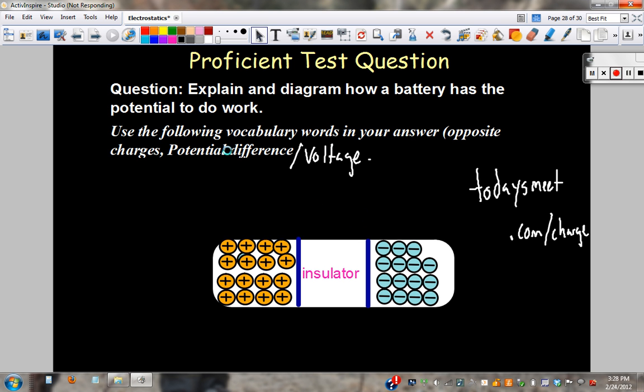So your question is to try to explain how this happens. Explain and diagram how a battery has the potential to do work using the following vocabulary: opposite charge, potential difference, and voltage. We'll answer this on Monday.